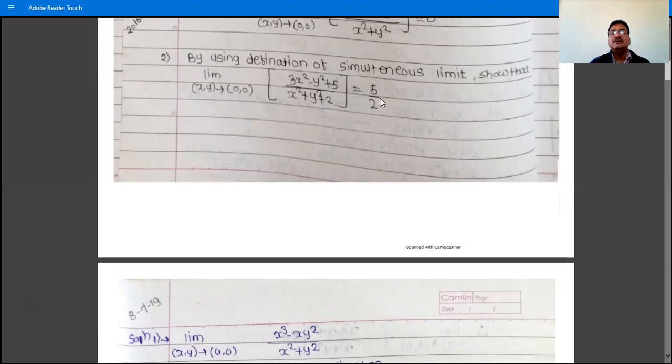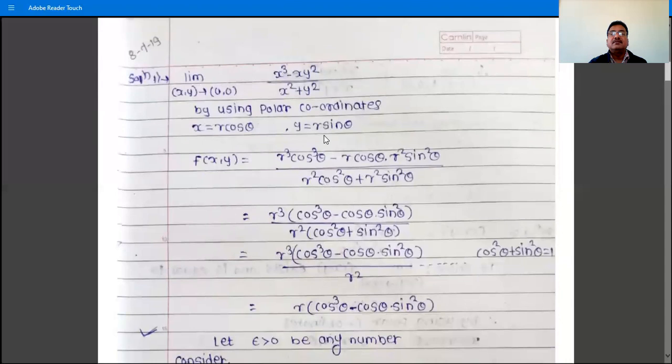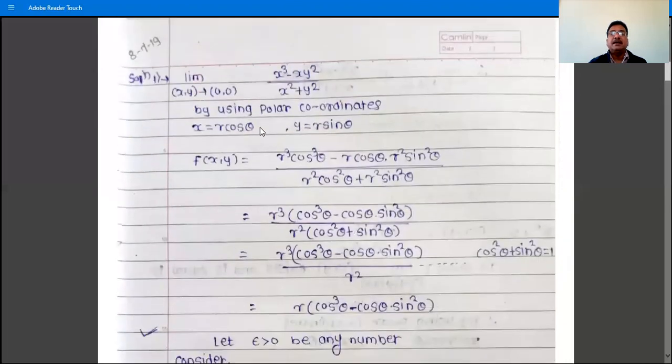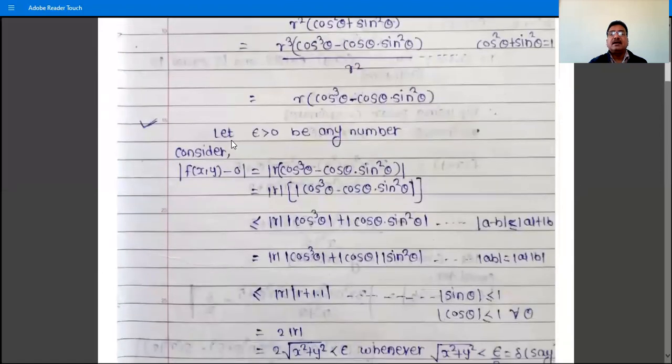So we know the answer first, 5 by 2, because we have to start from that. So use polar coordinates for the first problem. For this problem, use polar coordinates. So simplify f(x, y). First, this is f(x, y), and then take epsilon as any number greater than 0, and consider mod f(x, y) minus 0.